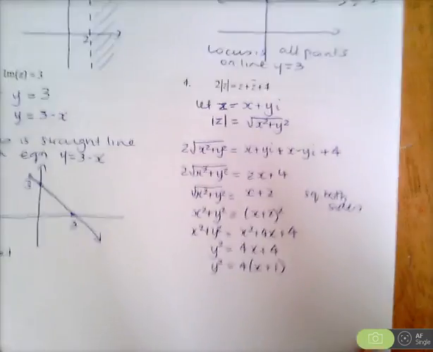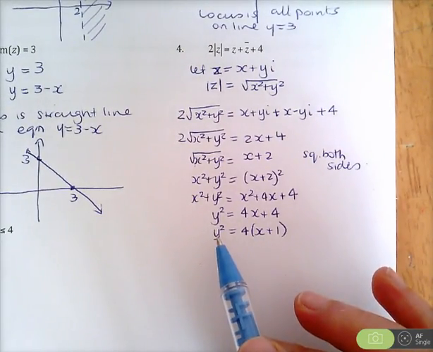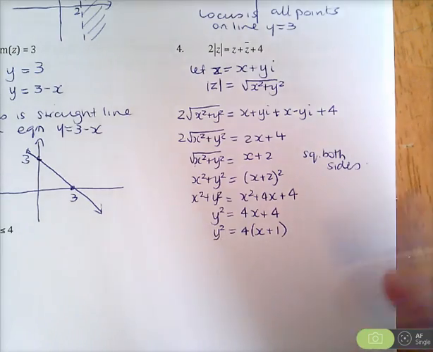Now this is a parabola. It's of the form (y minus k) squared equals 4a(x minus h).